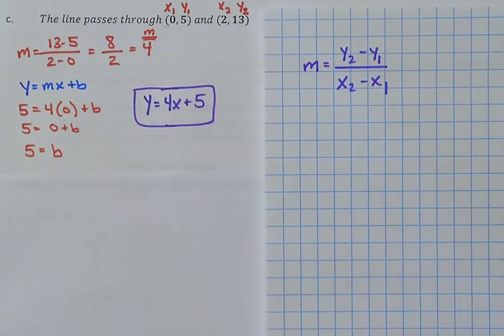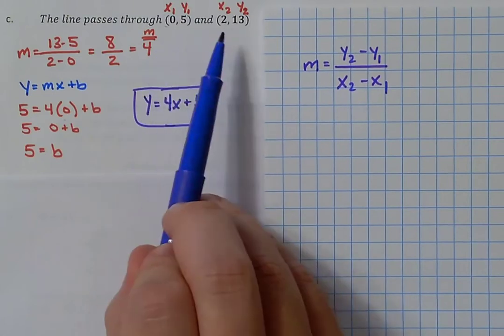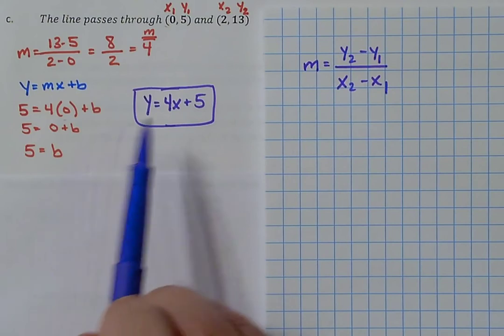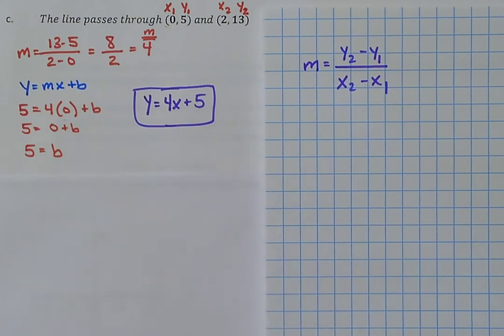So if they give you 2 points, find your slope first. Once you have your slope, choose one of your points, one of these 2, plug it in for x and y, use your slope, solve for b, you have your m and your b, and you're good to go. So we've now talked about 2 ways that we can write the equation of a line in slope-intercept form, whether you've been given the slope and a point or you've been given 2 points.